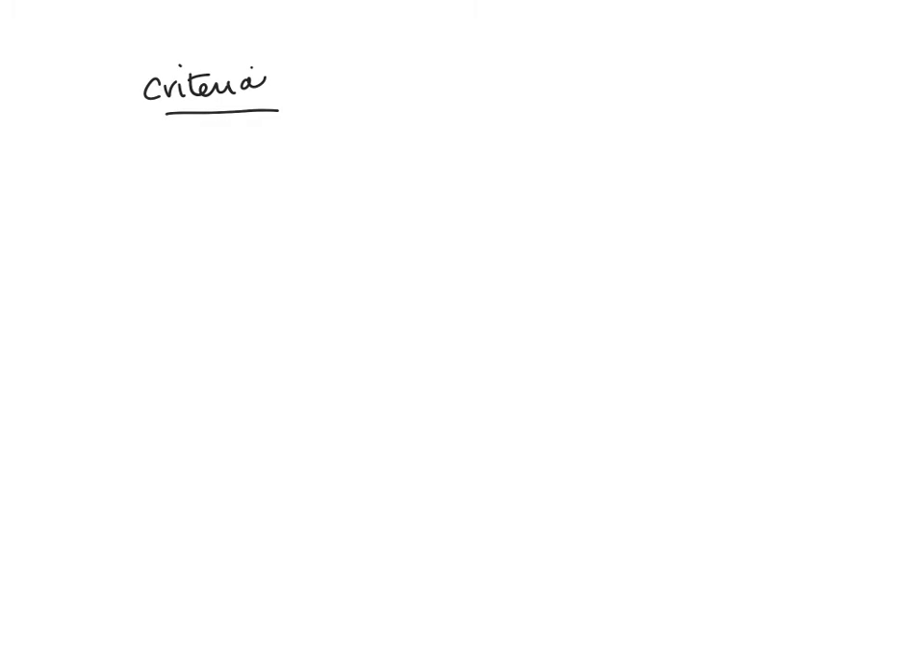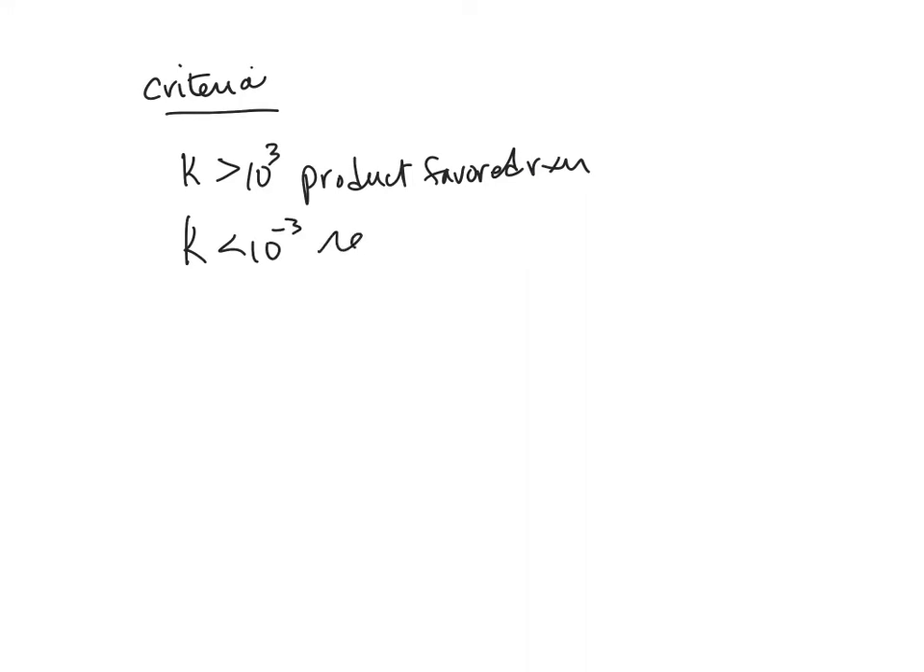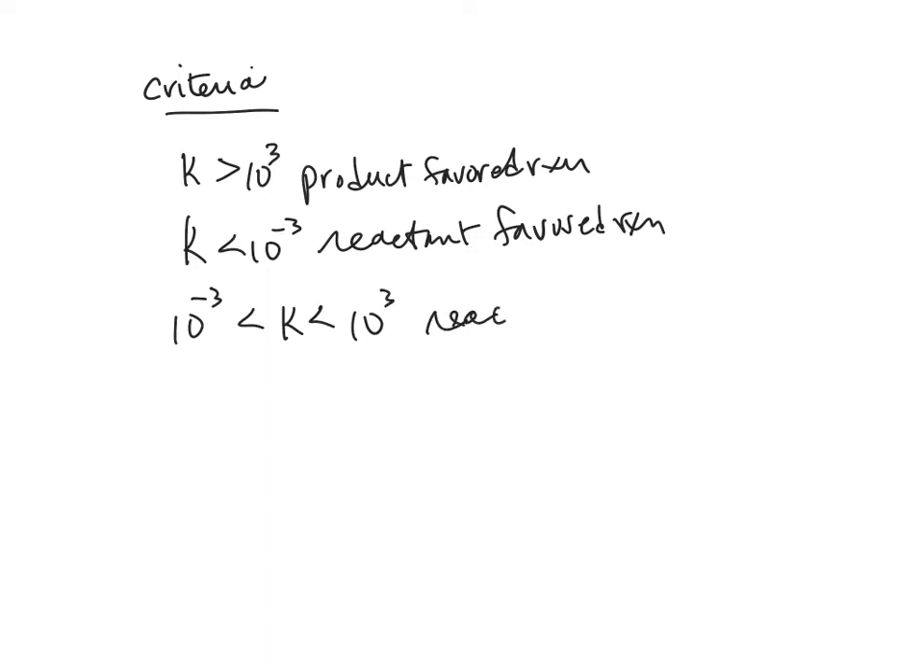So you may recall that if K is greater than 10 to the third, then this is a product favored reaction. If K is less than 10 to the minus 3, it's a reactant favored reaction. And then if it's in between 10 to the minus 3 and 10 to the third, then you have both reactant and product present.